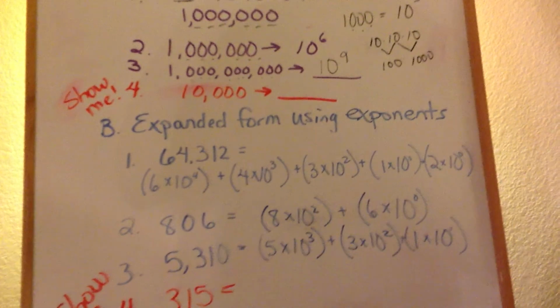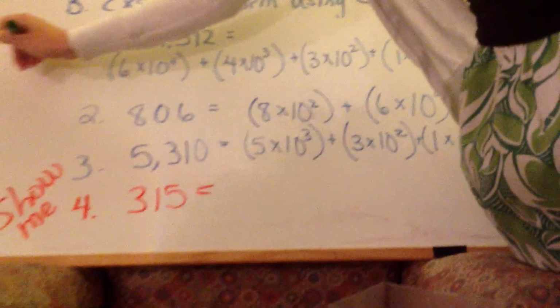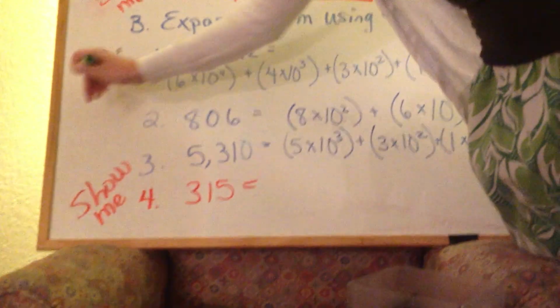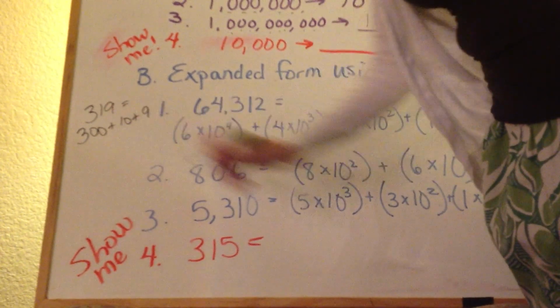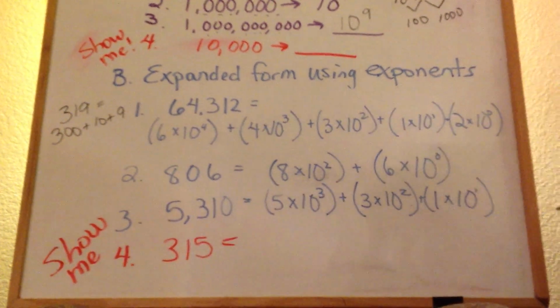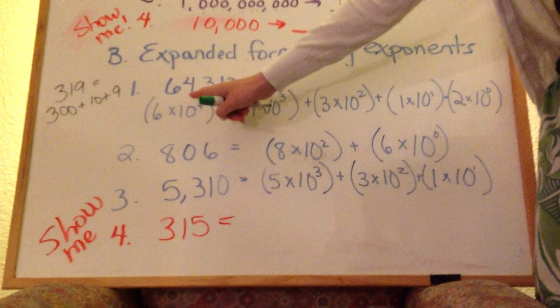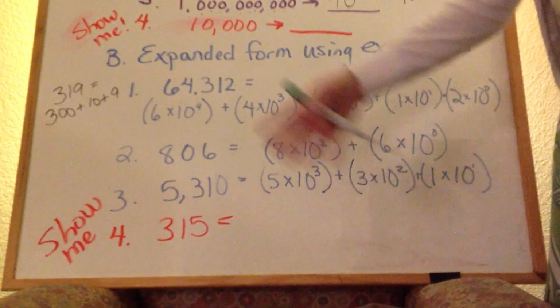We talked about expanded form already in expanded form using addition, where we said things like 319 is really a 300 plus a 10 plus a 9. Well, now we're going to do expanded form using exponents. So here I have the number 64,312. And we want to use exponents.